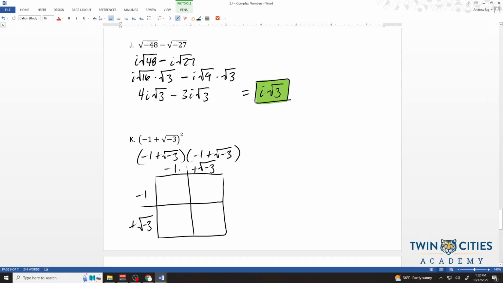So negative 1 times negative 1 is going to make a positive 1. This is going to be minus the square root of negative 3. And then I've got another minus the square root of negative 3. And here, the square root of negative 3 times the square root of negative 3, this is the same as saying the square root of negative 3 squared. The square root and the square will undo each other, leaving just negative 3.